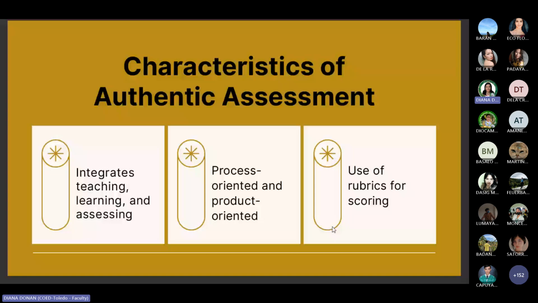Okay? And lastly, we have the rubrics for scoring. Now, rubrics make our expectations clear because they help both the teacher and the student understand what quality work looks like. So, rubrics also ensure fair, transparent, and consistent grading. So, to summarize, authentic assessment is meaningful, is dynamic, and also student-centered. It connects with what we teach, with the skills our students need in real life.